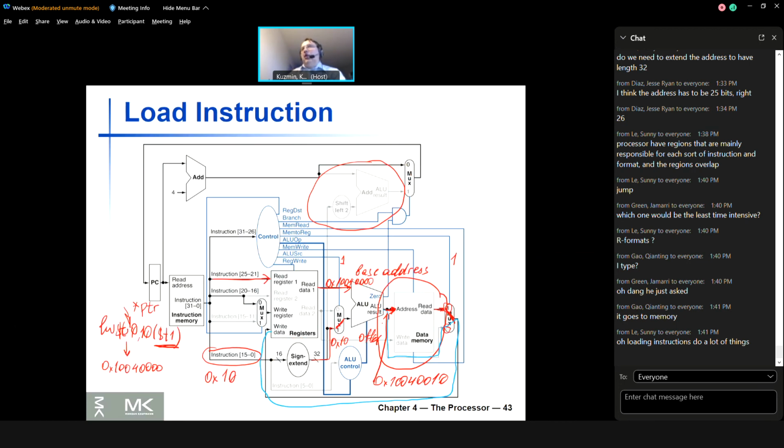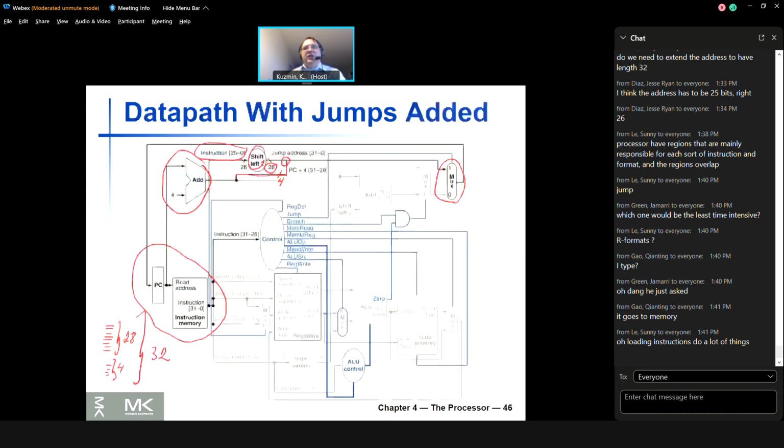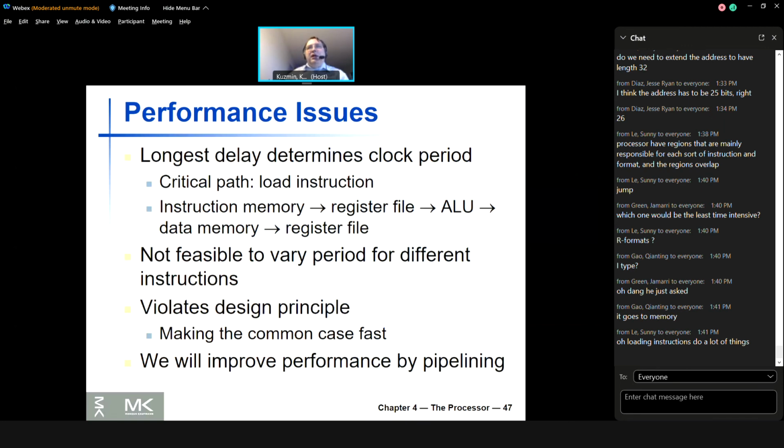So clearly, the load instruction is the slowest, the longest instruction, the instruction that takes the most time. So indeed, the critical path is the load instruction. Previously we discussed that we really want all instructions to have the same clock. We obviously want a single clock for all instructions. It simplifies the design tremendously.